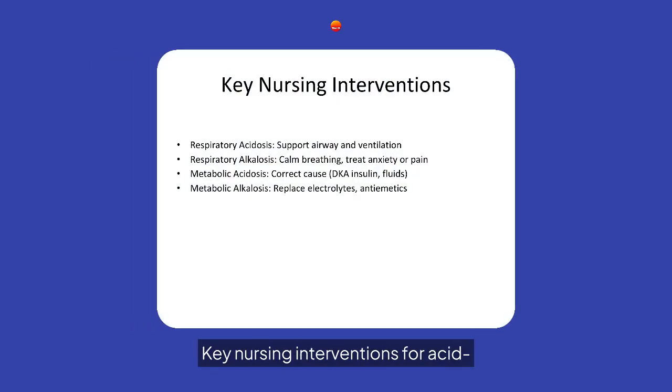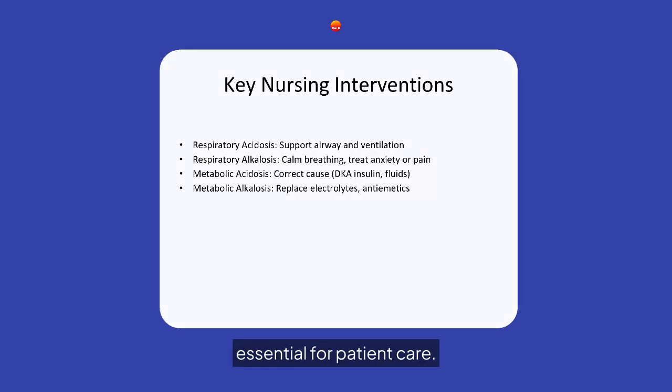Key nursing interventions for acid-base imbalances include supporting airway and ventilation in respiratory acidosis, calming breathing in respiratory alkalosis, correcting causes in metabolic acidosis, and replacing electrolytes in metabolic alkalosis. Tailored interventions are essential for patient care.